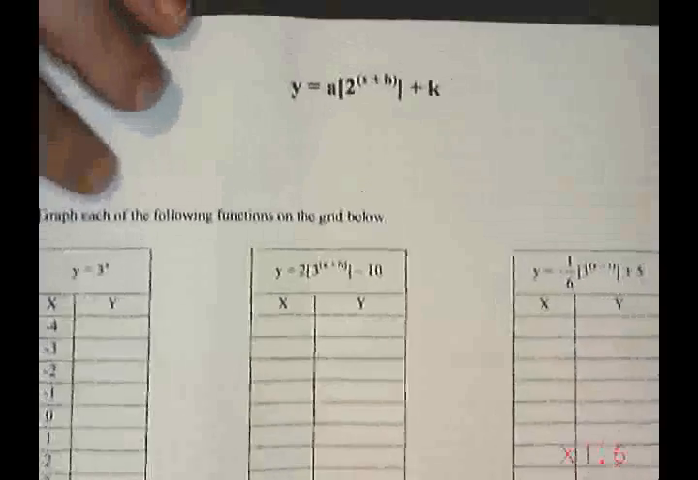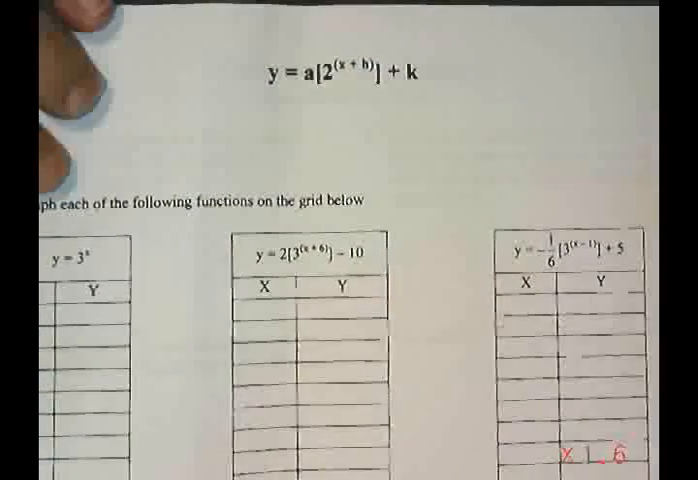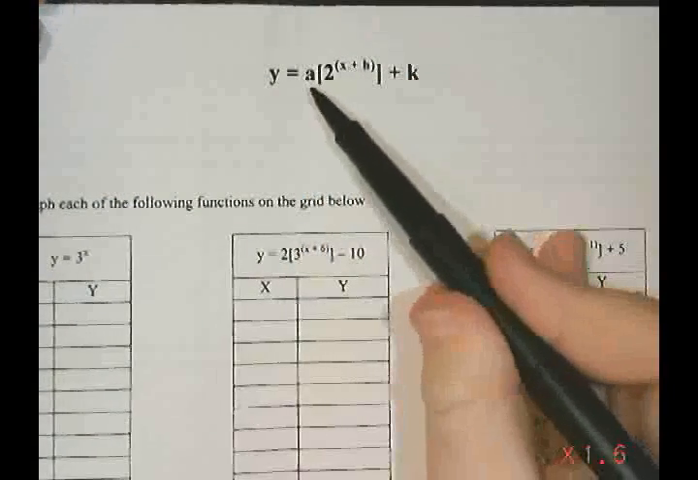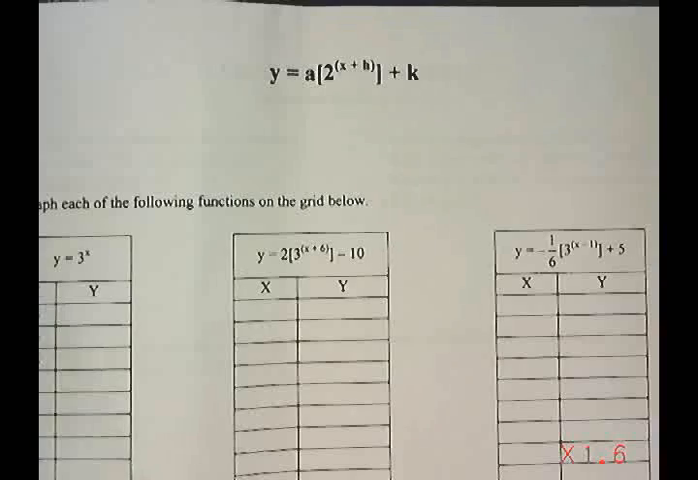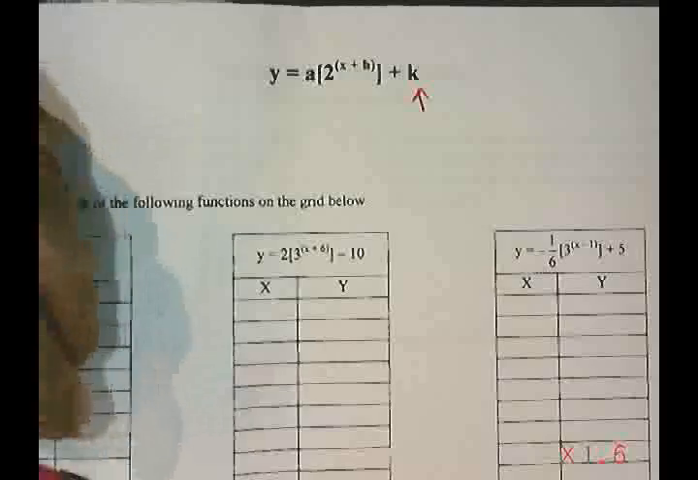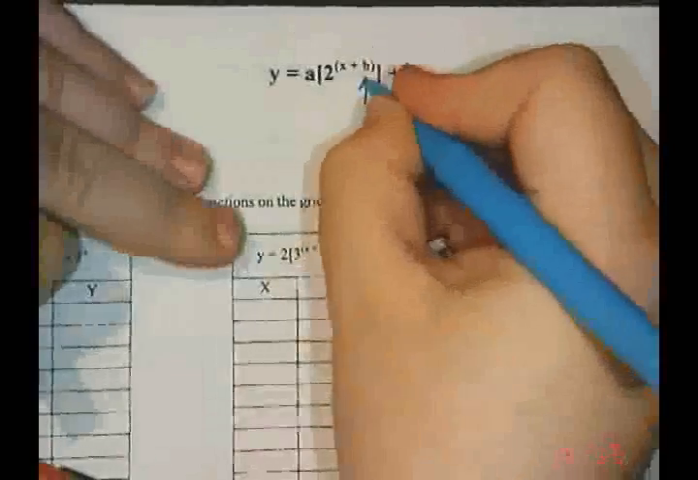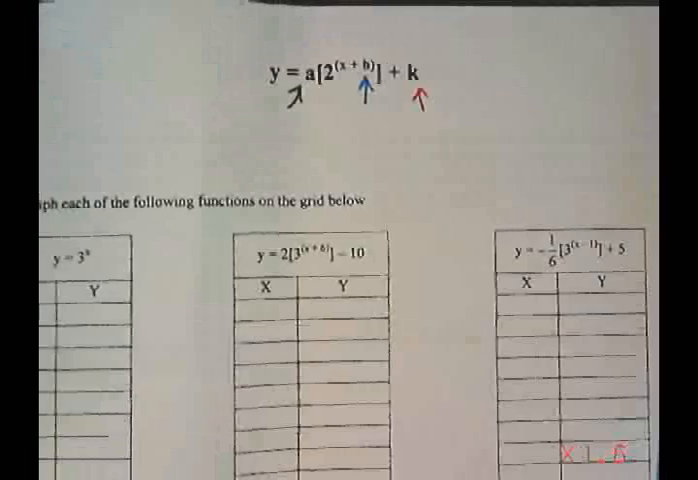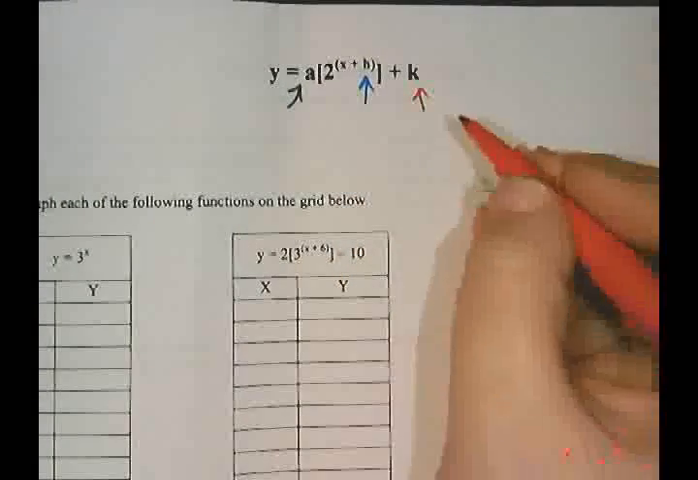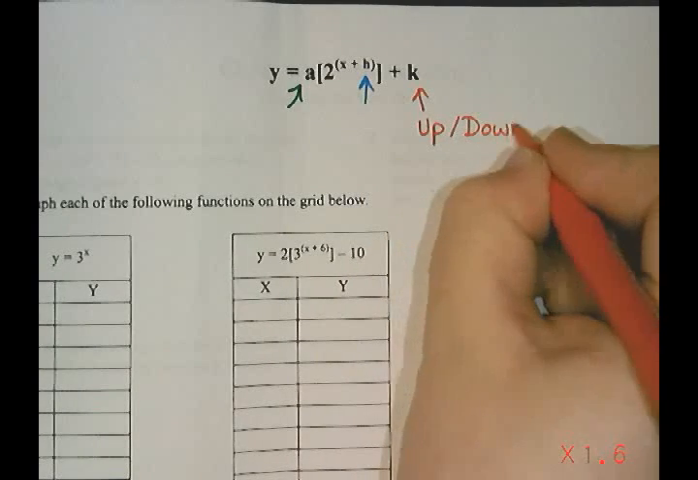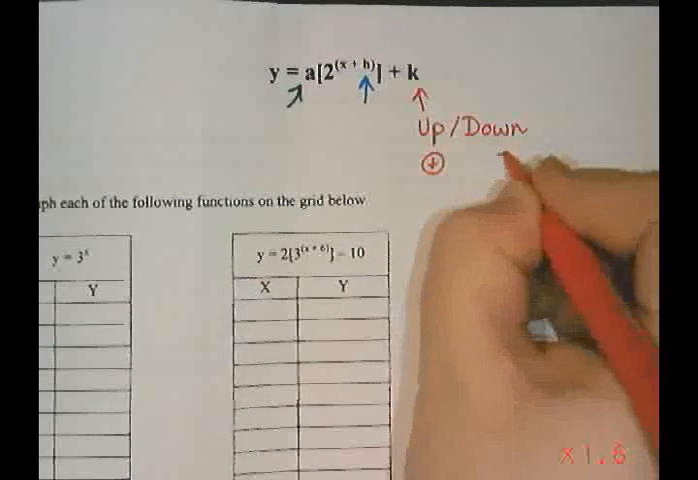We're going to take a look at our transformation values here. We've seen k before, we've seen h before, and now we're going to talk about what happens when you put an a in front of your function. So I'm going to mark k in red, h in blue, and a in green. So the k, what does it do? We learned this in yesterday's lesson. It moves your graph up and down. Positive moves it up, and a negative moves it down.